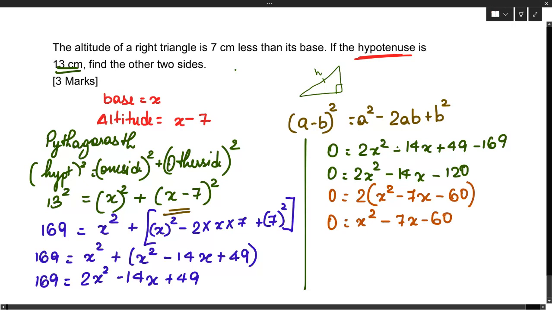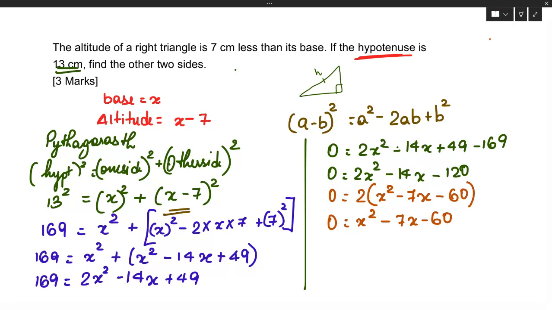And then we have to, let's see 5. 5 ones are 5. 5 twos are 10. Yeah, 12 minus 5 is 7 only. See how fast we got here. 0 is equal to x square minus 12x plus 5x minus 60. Prime factorization we can use. 12 fives are 60. 12 minus 5 is 7.